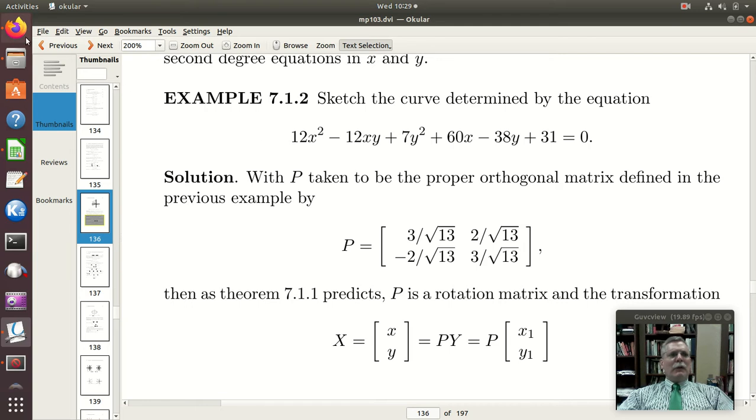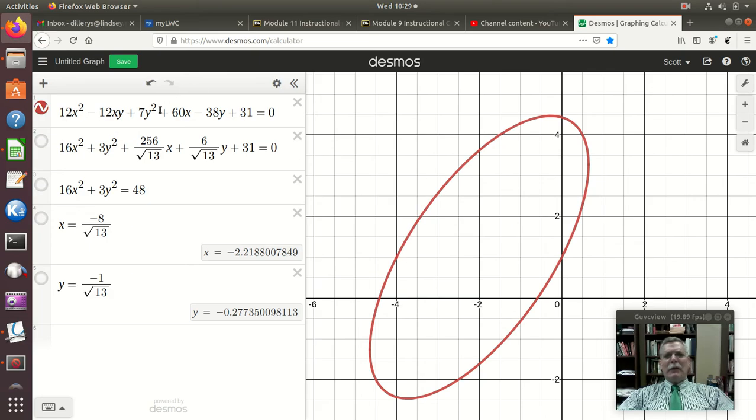And so I went to Desmos, and there I have it plotted, and it's an ellipse. Now what we'll see later is we knew it was an ellipse because we'd already looked at that particular quadratic form and found it had positive eigenvalues, 16 and 3. And so that told me we had an ellipse. And we'll see more of that in later parts of the chapter. But so there it is. It is an ellipse, but you see it's been moved over. Here's the center up here somewhere, and it's kind of been rotated.